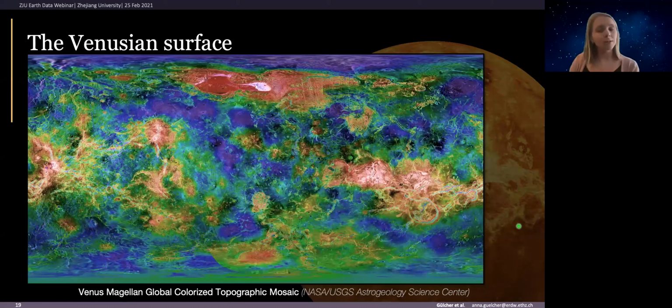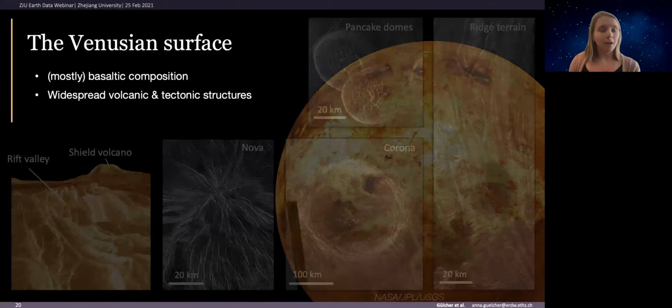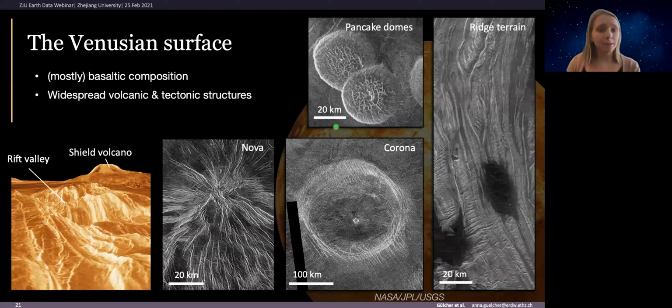And these structures are commonly attributed to underlying mantle convective processes because the surface strains and displacements are very modest. So a glimpse of these structures are shown here. And on these radar images, I just illustrate a few of the structures that are very abundant on the surface.